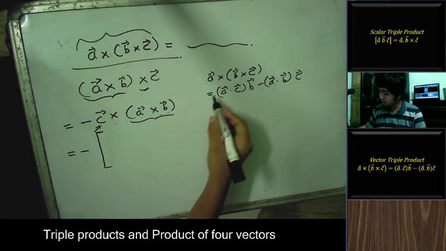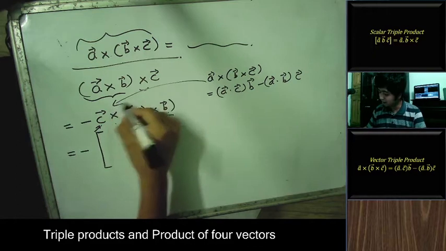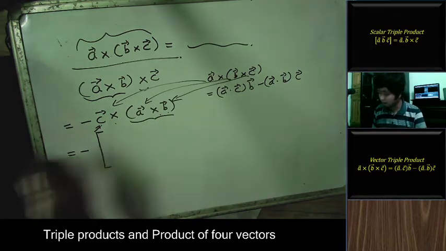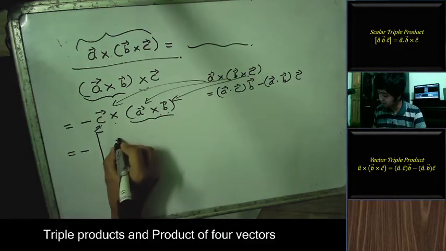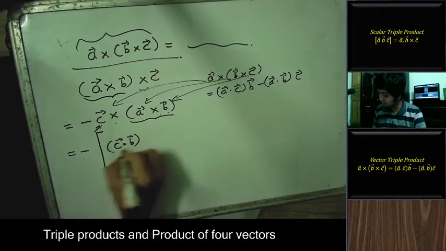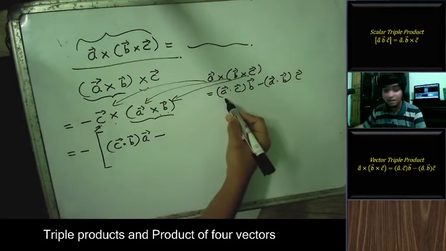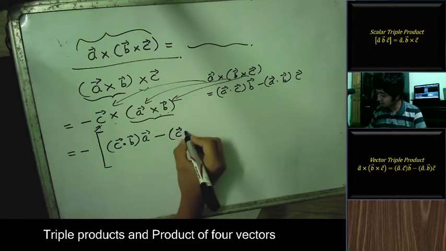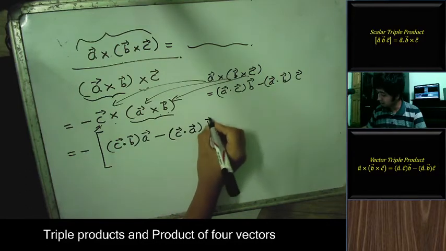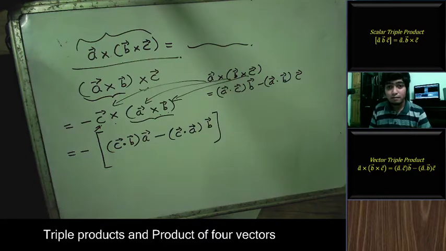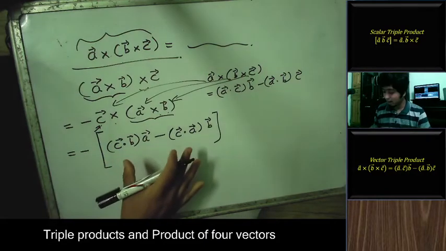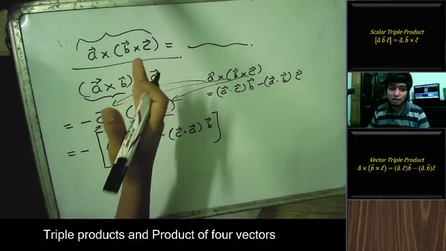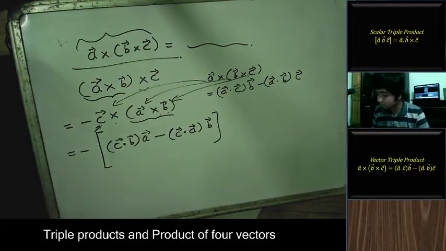Now we will use this one, but instead of A we have C, instead of B we have A, and instead of C we have B. So we will have the formula something like this: C dot B A. If you replace these vectors in this formula, we have minus C dot A B. So if you want a formula for this one, you can do it like this, just by bringing the vector to the front.